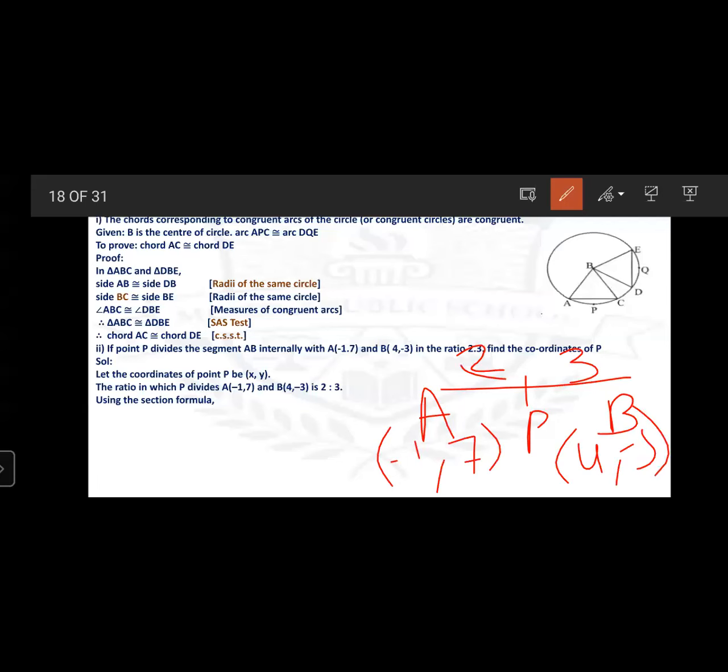So P divides internally, so here we apply the internal section formula. First in the solution we write, let the coordinates of point P be (x, y), point A be (x1, y1), and B be (x2, y2). Then we apply the internal section formula: x is equal to (m x2 plus n x1) divided by (m plus n), and y is equal to (m y2 plus n y1) divided by (m plus n).